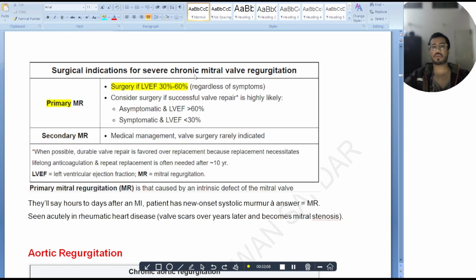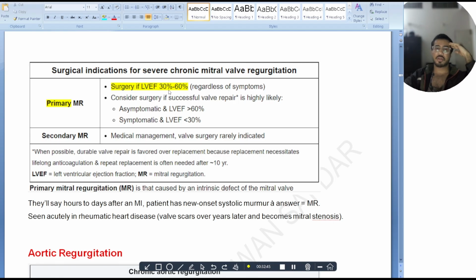Surgical indications for chronic mitral valve regurg. So surgery if left ventricular ejection fraction is 30 to 60%. The normal left ventricular ejection fraction is 50 to 70. So if it falls between 30 to 60, regardless of the symptoms, what is the reason behind this? Left ventricular ejection fraction represents the overall blood volume flow, regardless of where it's going. It includes both the flow back to the left atrium and to the aorta.